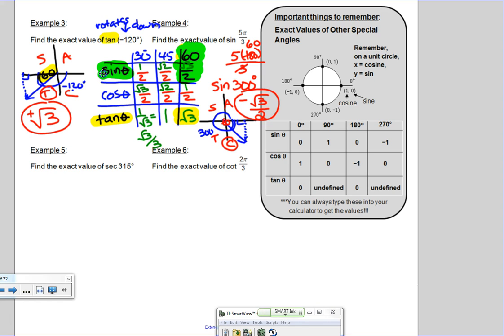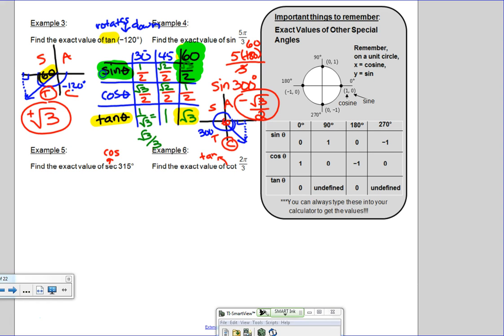All right, example 5 and 6. If you notice, 5 has secant in it and 6 has cotangent. And our table only shows sine, cosine, and tangents. These are not actually incredibly difficult. You know that secant is the reciprocal of cosine, right, so that goes with cosine, and cotangent goes with tan. So all we have to do is take the values in our table and reciprocate them once I know which angle to use. So we're going to start off the same way.